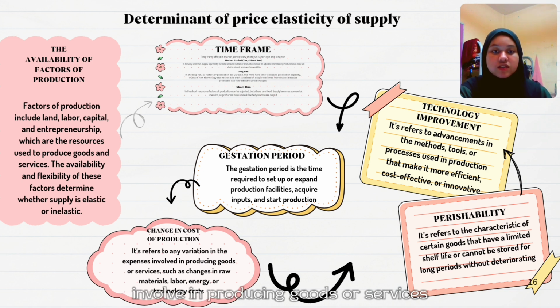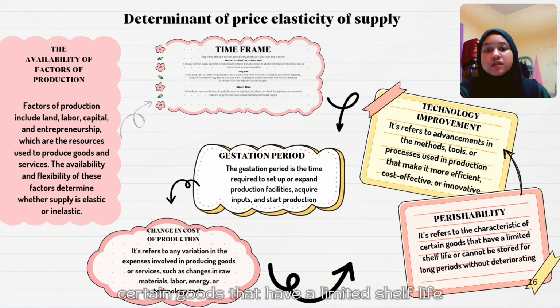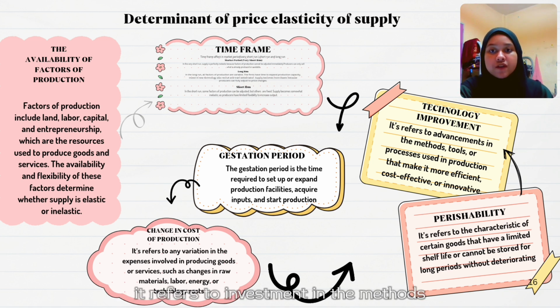Change in cost of production refers to any variation in the expenses involved in producing goods or services, such as changes in raw material, labor, energy, or technology cost. Next is perishability. It refers to the characteristic of certain goods that have a limited shelf life or cannot be stored for long periods without deteriorating. And the last one is technology improvement. It refers to advancement in the methods, tools, or processes used in production that make it more efficient, cost-effective, or innovative.